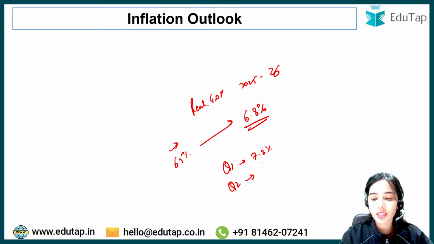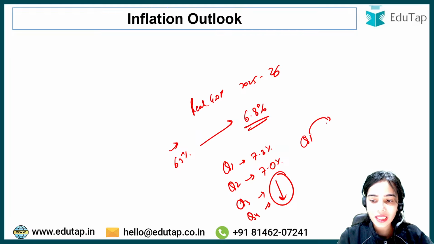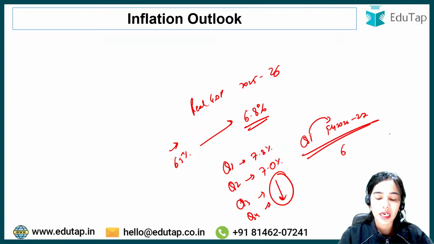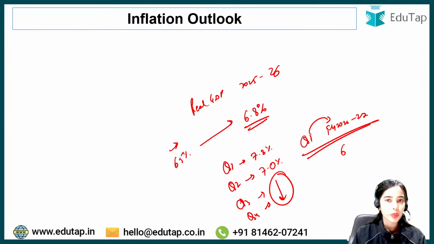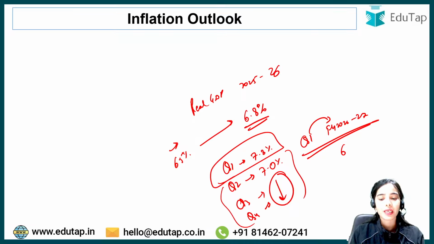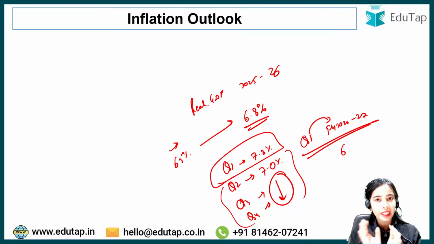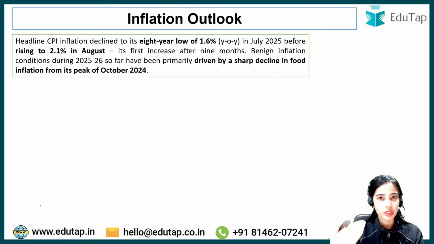and in Q2 also the real GDP growth is expected to be at 7%, though in Q3 and Q4 the real GDP growth projection is a little lower. Now for Q1 of the next financial year, that is 2026-27, the growth projection is around 6.4%. Now you don't have to remember the quarterly data, but remember that for Q1 and Q2 the growth is expected to be good, and that's why the projection has been increased from 6.5% to 6.8%.